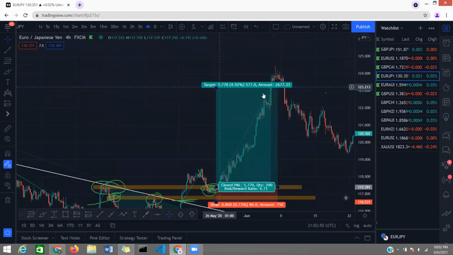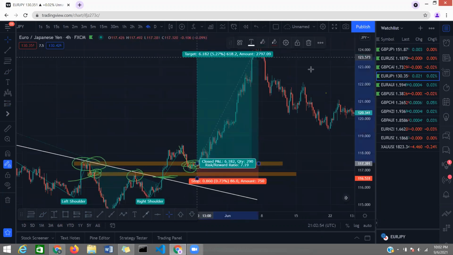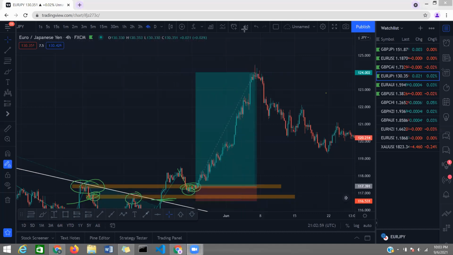Easily you would have been able to make more than, this is 577 pips, right? And then I can still go higher, and you see that price ran for 661 pips here, clearly from this particular information.